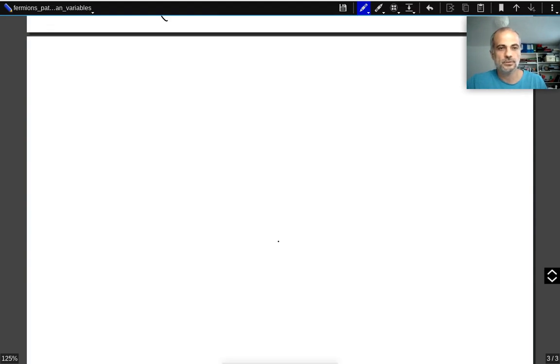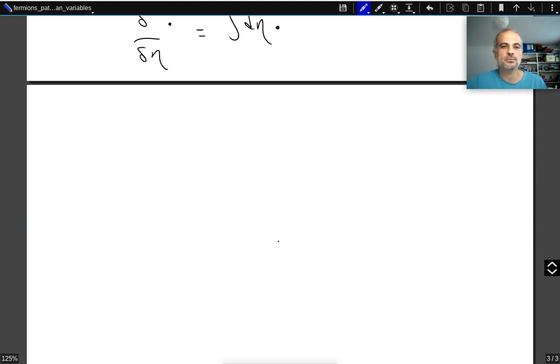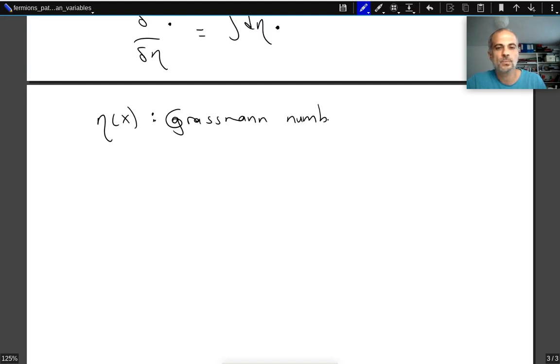Now, of course, when we are dealing with path integrals, we don't have a single Grassmannian number. We will have eta of x. So essentially, this is a Grassmann number valued function, or field.